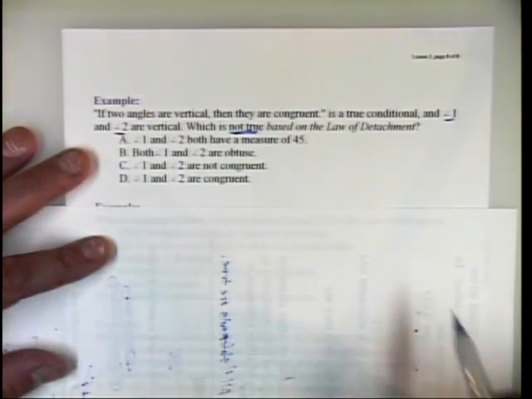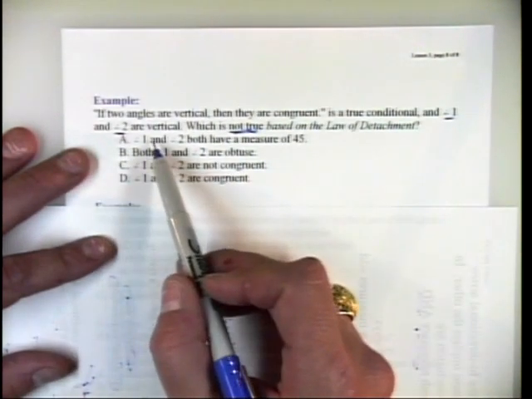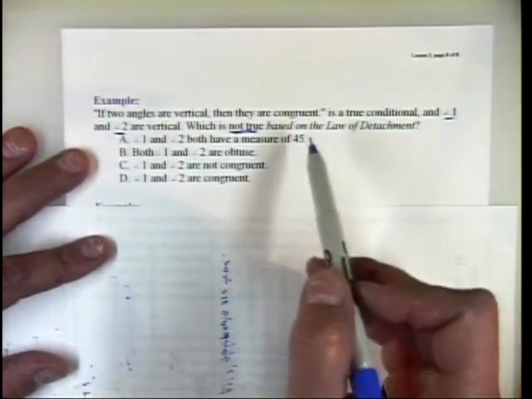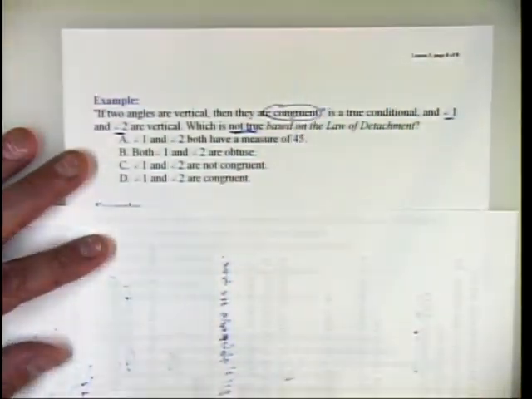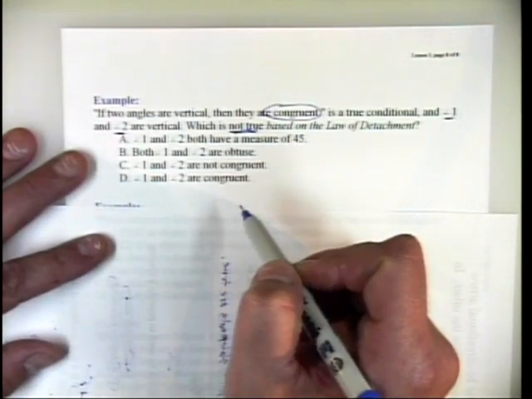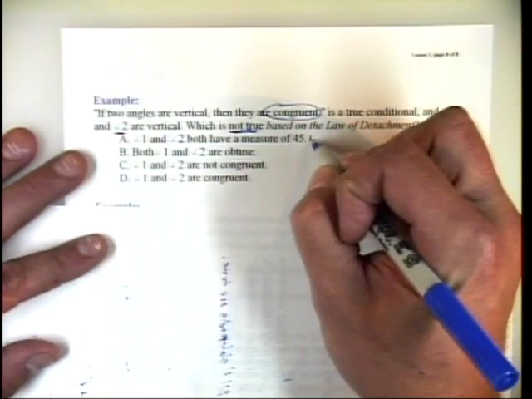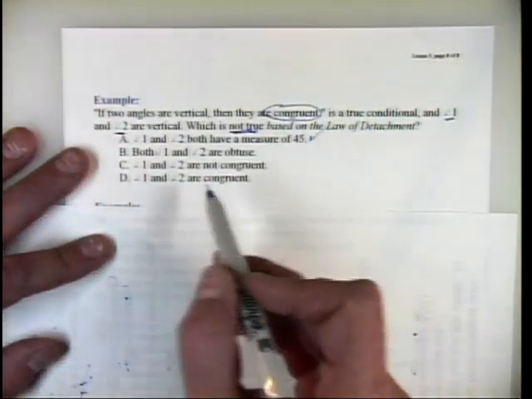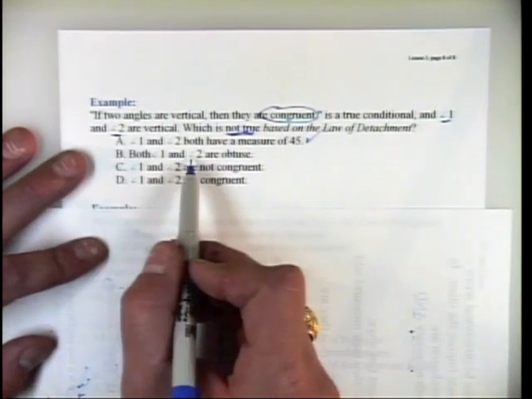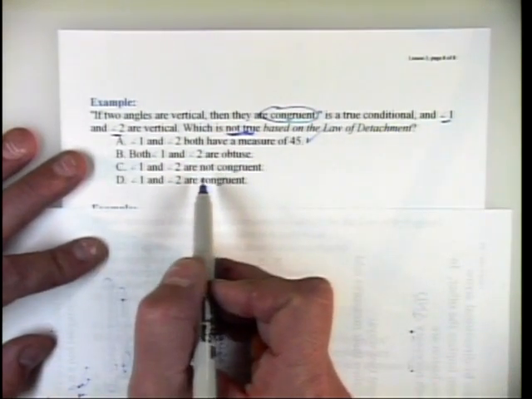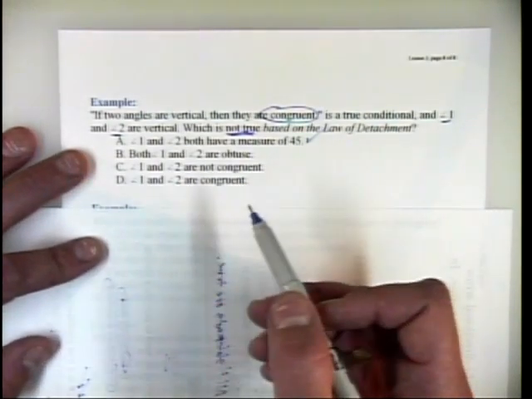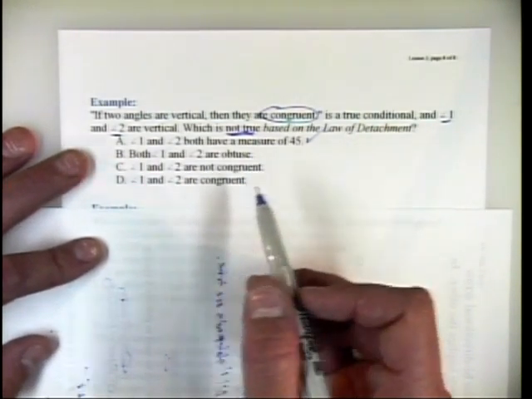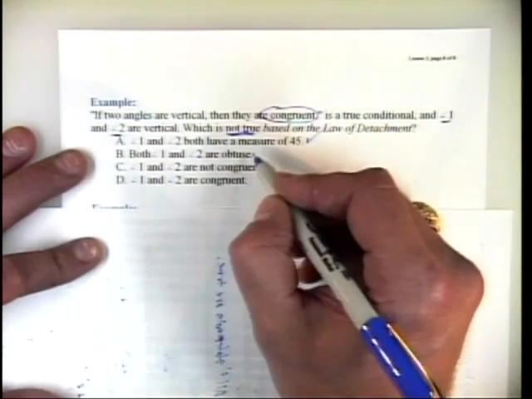Letter A: angle 1 and angle 2 both have a measure of 45. Well, our conclusion says that they're going to be congruent. If they're both equal to 45, they have the same measure, so yeah, they would be congruent if they both measured 45. Part B, angle 1 and angle 2 are both obtuse. Well, it comes down to, can we have two obtuse angles that are the same measure? And absolutely. If they're both 120, they're equal. So they can be both obtuse.